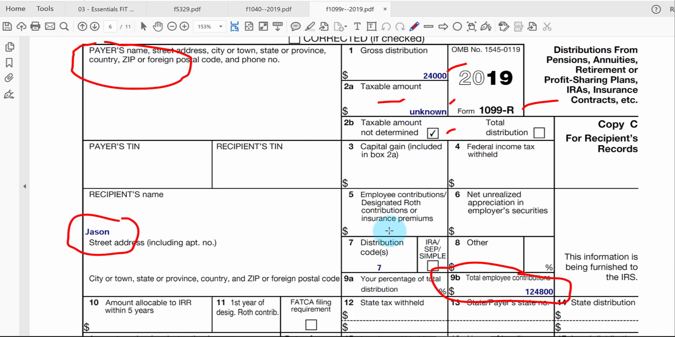Another thing to watch out for is box number 7. In our case, code 7 indicates this is a regular or normal distribution. If you remember back in that previous topic we were talking about penalties, that 10% penalty, where the taxpayer employee is under age 59 when they started to collect the distribution, most times you'll see a code number 1, meaning that it's an early distribution before reaching that 59 and a half age. And again, not only would the amount over here be taxable, but there would be a 10% penalty on that taxable amount also.